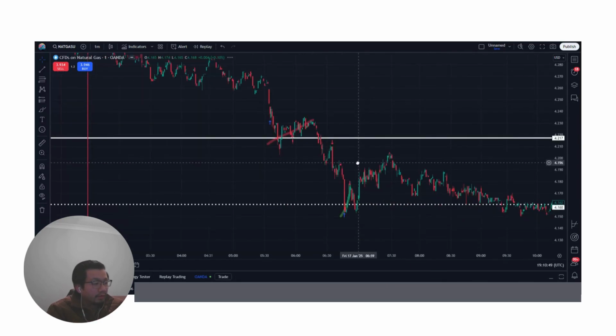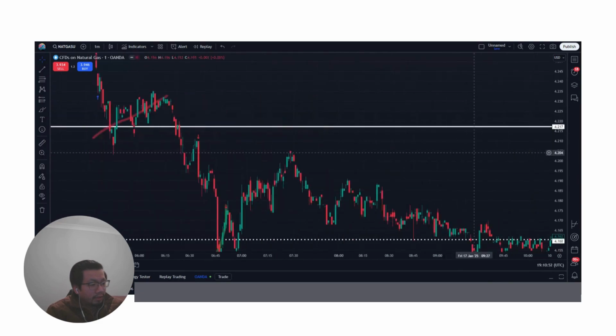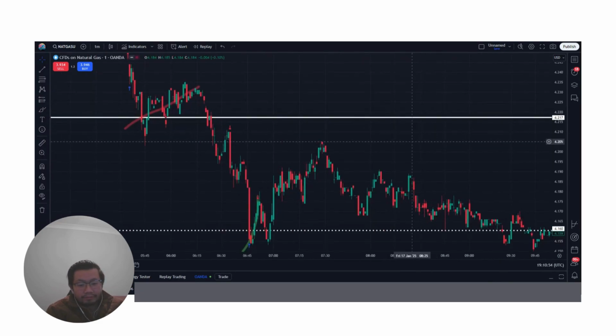Okay, so this is how I traded on Friday, and I will continue to do this. If you want to see more, please let me know. Or if you've got any questions, please let me know as well.